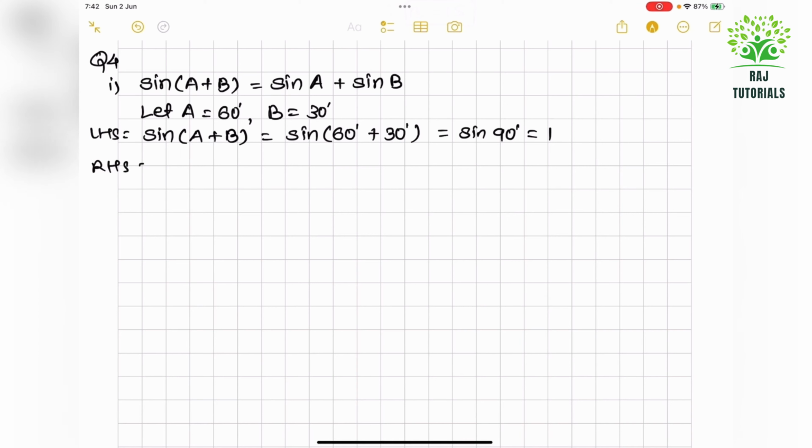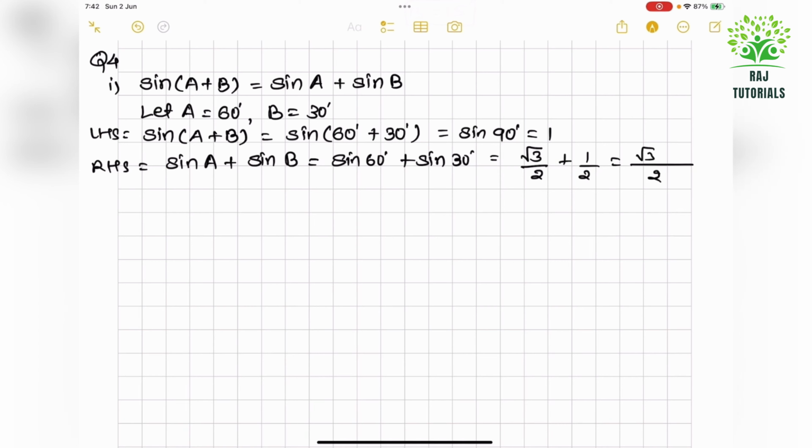So first I have solved LHS. Now let me solve RHS. So RHS says sin A plus sin B. So sin 60 plus sin 30. So sin 60 is root 3 by 2 plus sin 30 is 1 by 2. So taking the LCM, I will get (root 3 plus 1) by 2. So therefore LHS is not equal to RHS.